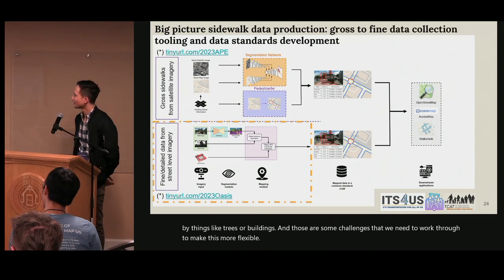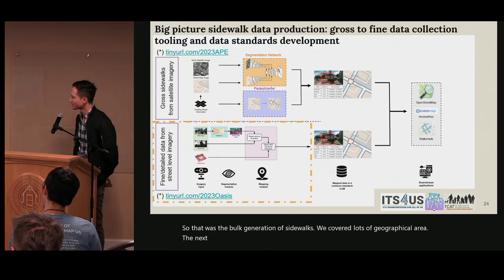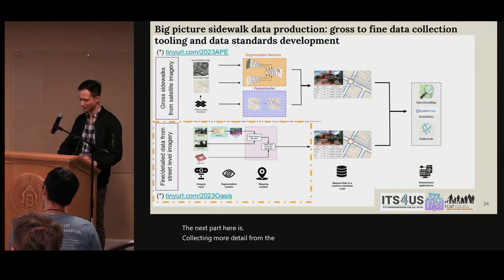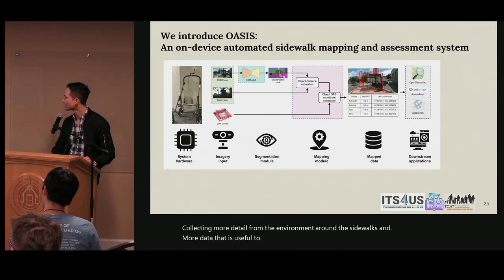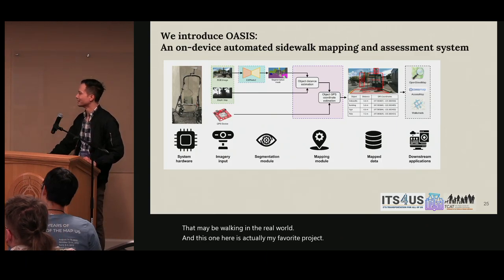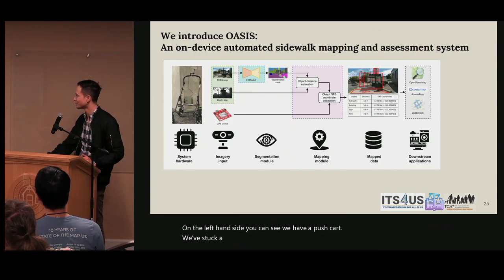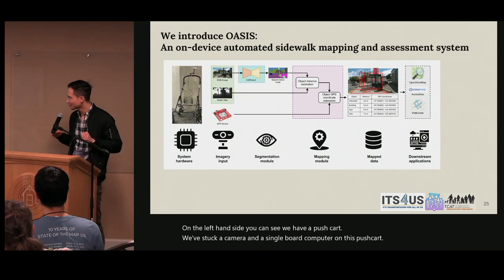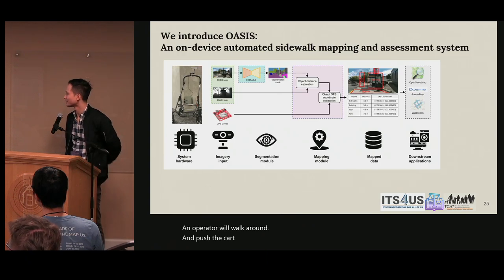So that was the bulk generation of sidewalks. We covered lots of geographical area. The next part here is collecting more detail from the environment around the sidewalks and more data that is useful to pedestrians that may be walking in the real world. And this one here is actually my favorite project. On the left-hand side, you can see we have a push cart, and we've stuck a camera and a single board computer on this push cart, and an operator will walk around and push the cart around the sidewalks or the lack of sidewalks.